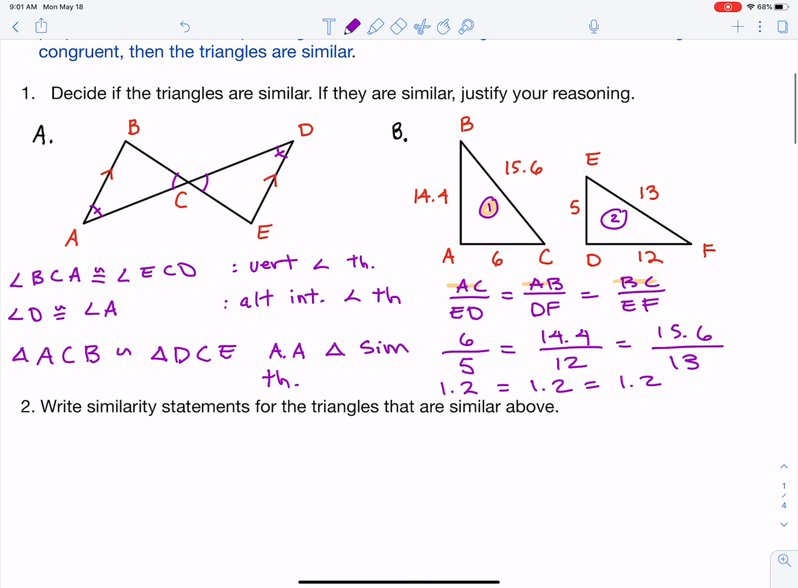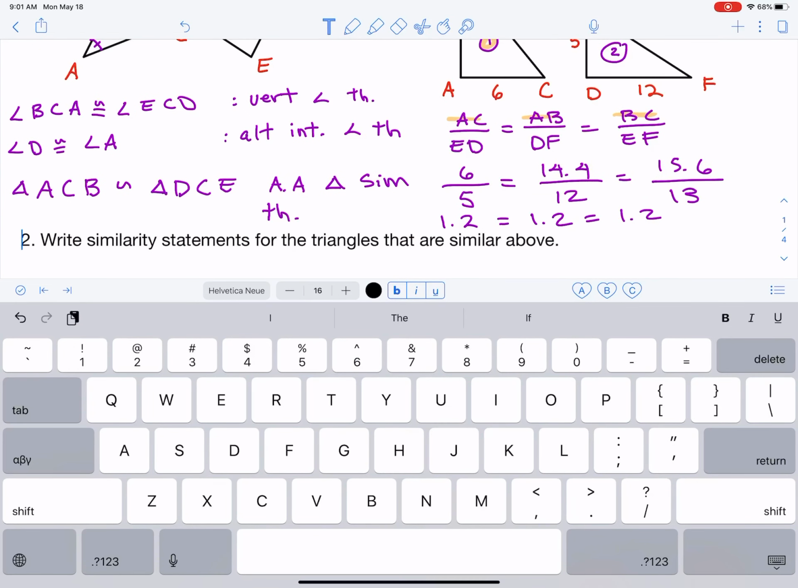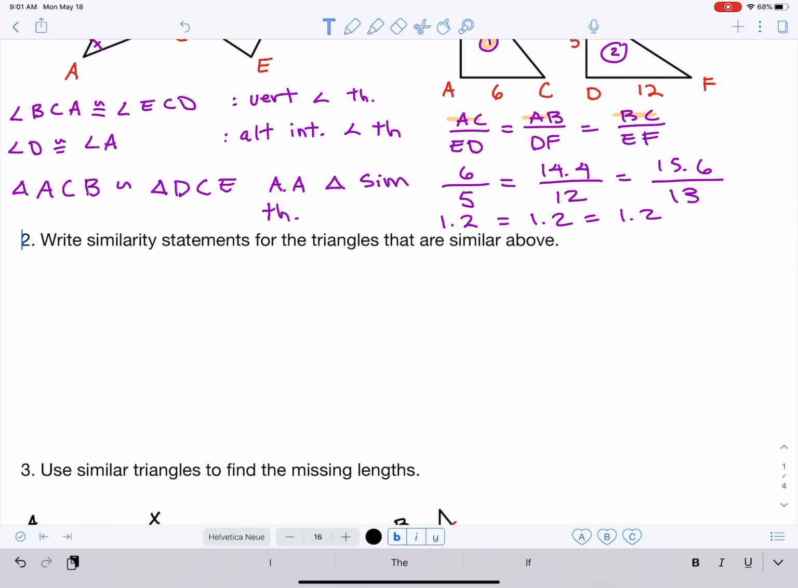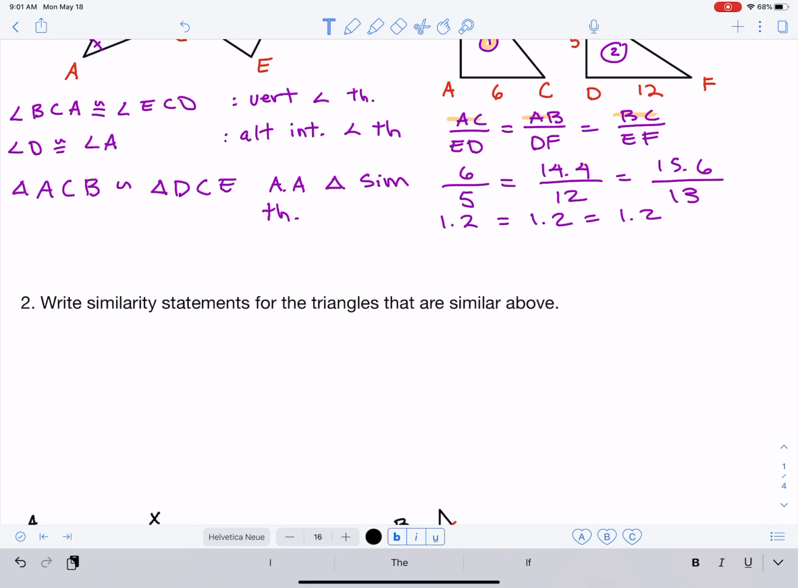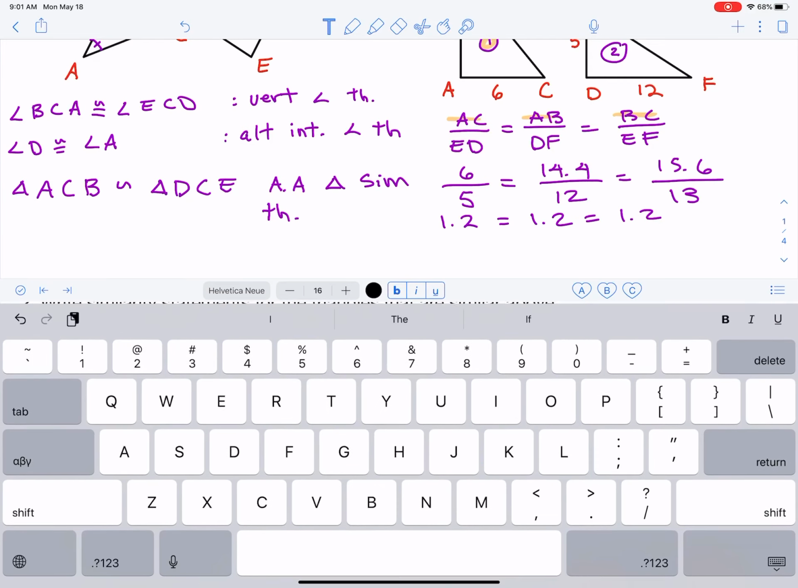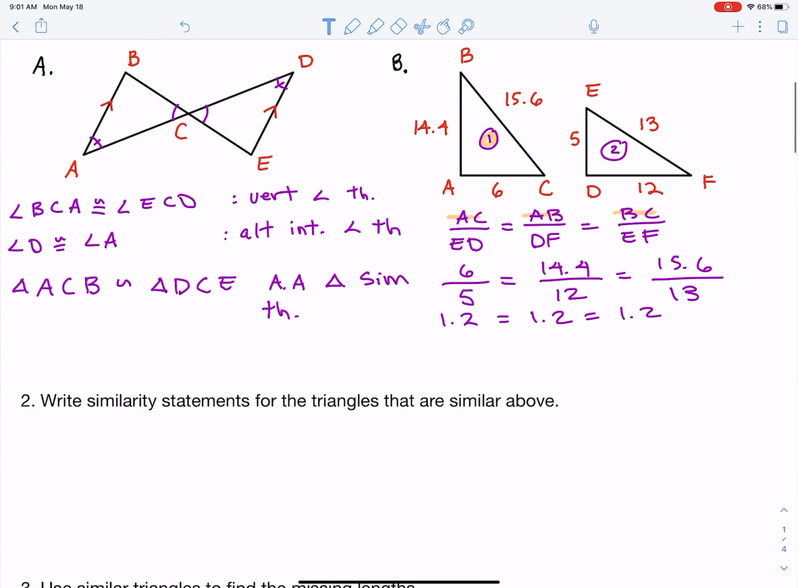So let's go and make our similarity statement. I am going to lower this just a little bit so I have some room, especially because we're not even using this one. Okay, so what do we got here? Let's make our similarity statement. Let's see, I'm just going to quickly mark so I don't get lost here. So we said AB is congruent, or sorry, not congruent. It is similar to DF.